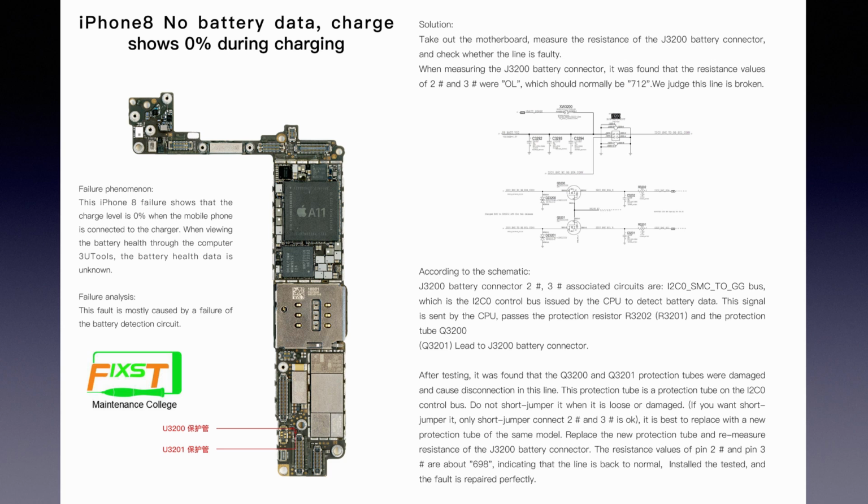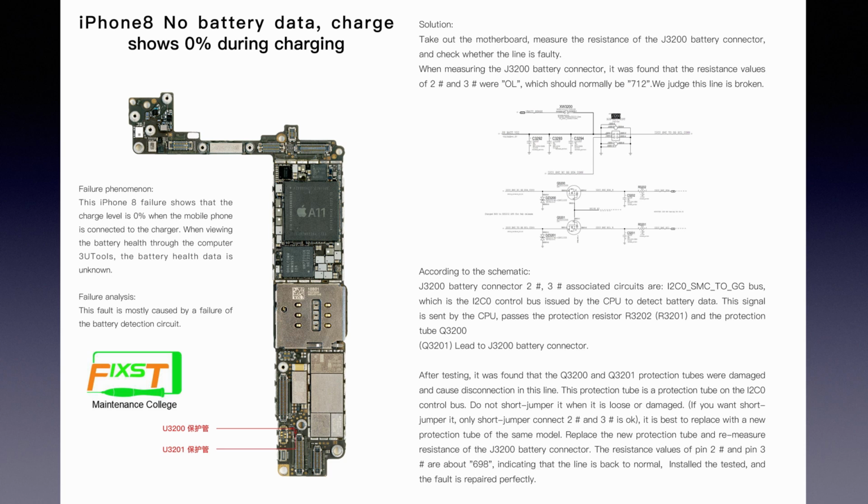And when we meet those cases, first we need to take out the motherboard and test the resistance of the J3200 battery connector and check whether the battery connector lines have failed or not. And during our checking, we found out the battery connector pin 2 and pin 5, these 2 pins, the resistance is OL, which normally should be 712. It means that this line is a broken line, open line.